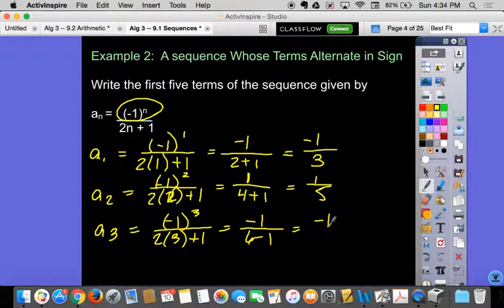Have you picked up on the pattern yet? What's the top doing? The top is alternating signs. The bottom is odd numbers. So there's your first 4 terms. You could do the 5th one if you wanted. It asked for 5, so you'd need to do the 5th one, but we're trying to get done.